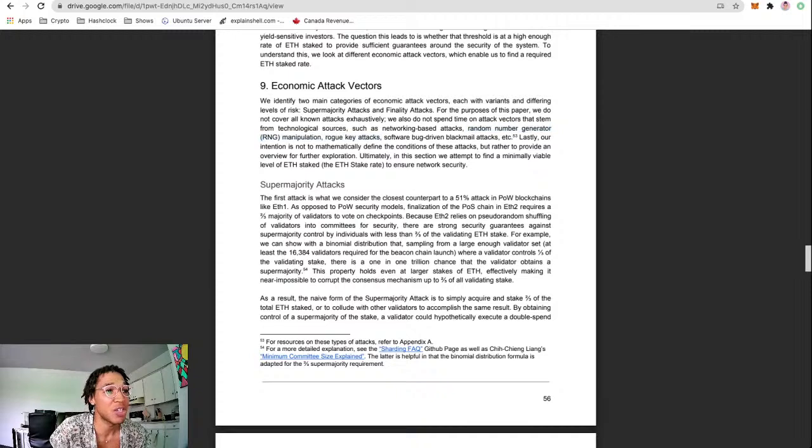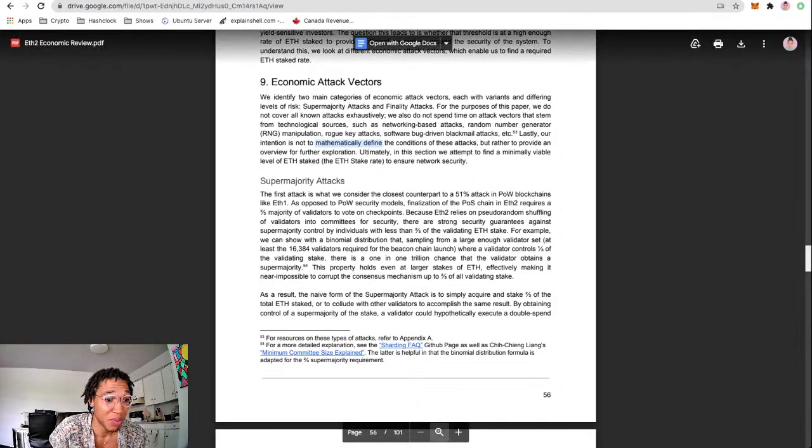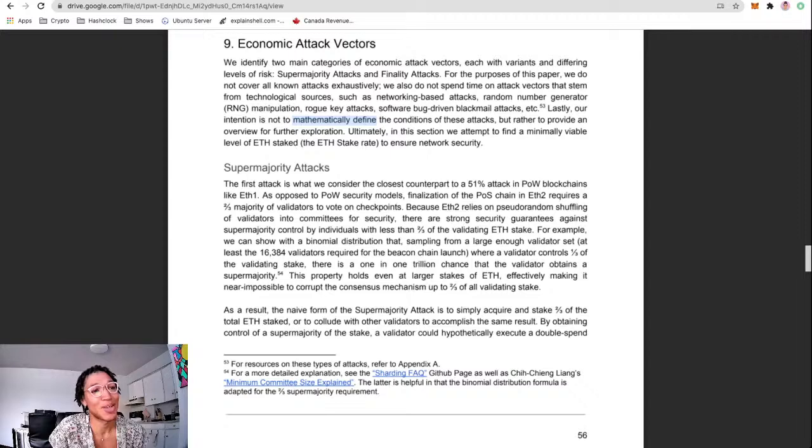Lastly, our intention is not to mathematically define the conditions of these attacks, but rather to provide an overview for further exploration. Ultimately, in this section, we attempt to find a minimally viable level of ETH staked, the ETH stake rate, to ensure network security. I'm actually going to make this a bit bigger so I can read it a bit easier.